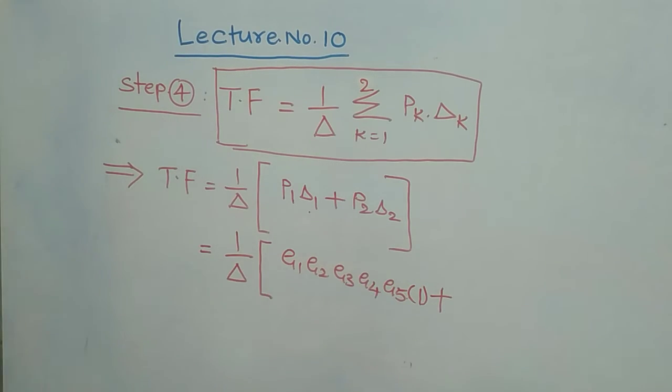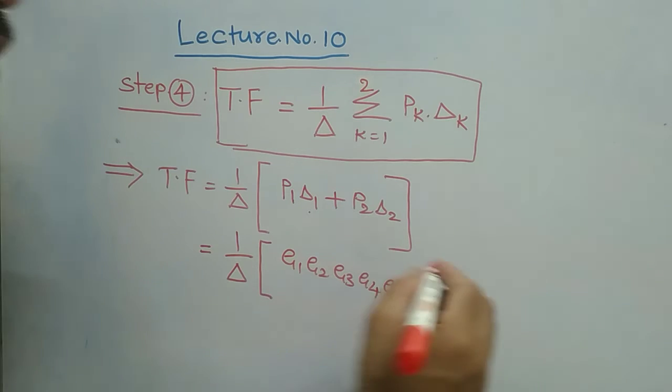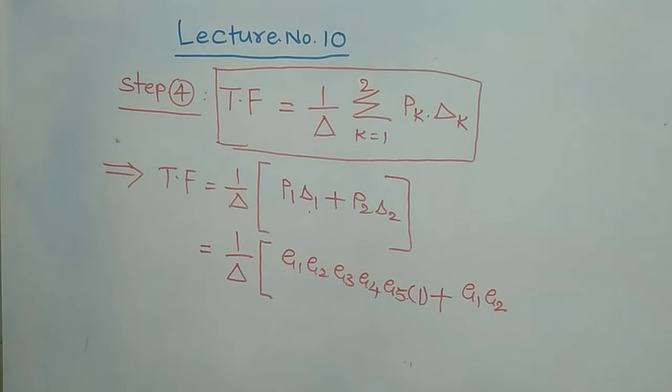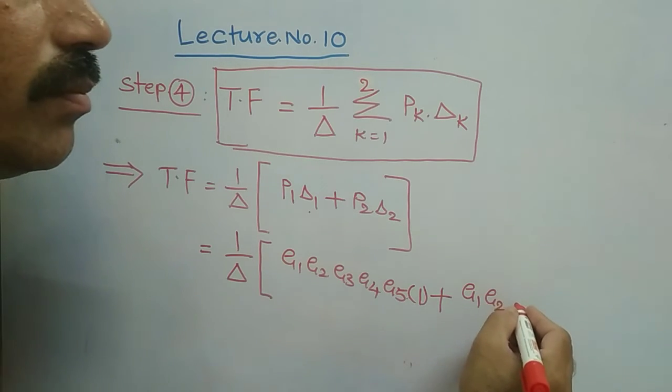And P2, what is P2? P2 is your second forward path with its path gain. What is that? It is G1, G2, G6, G5.